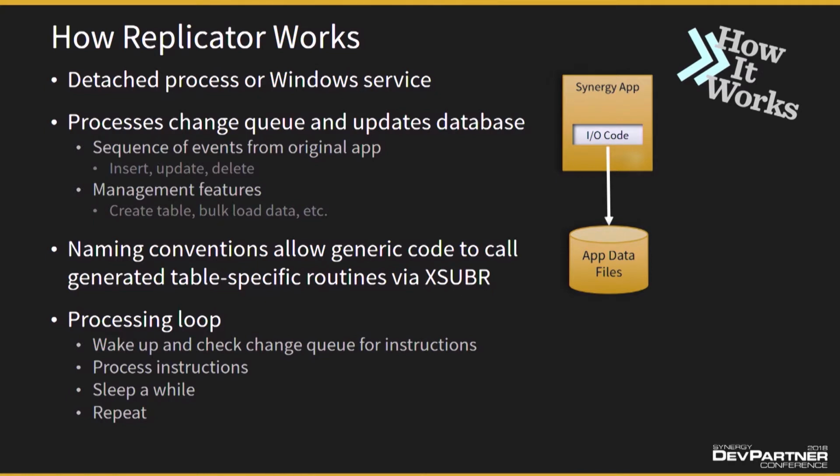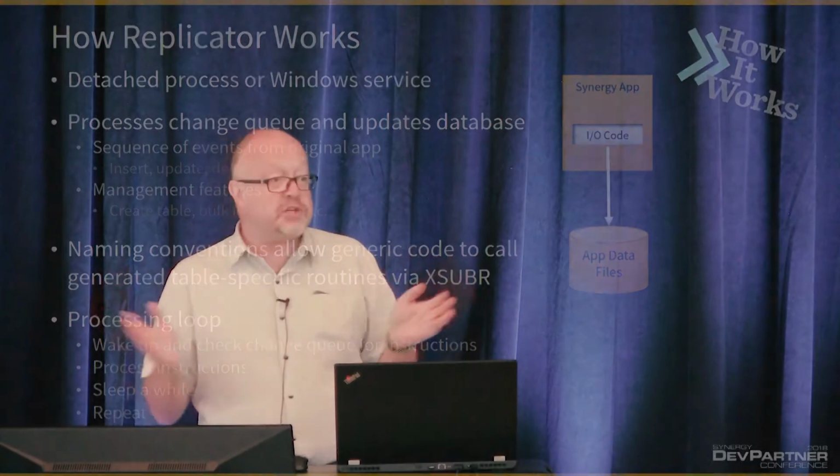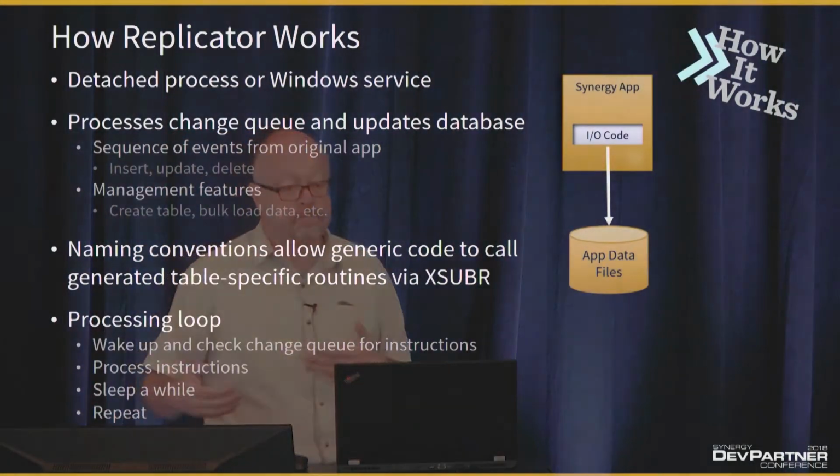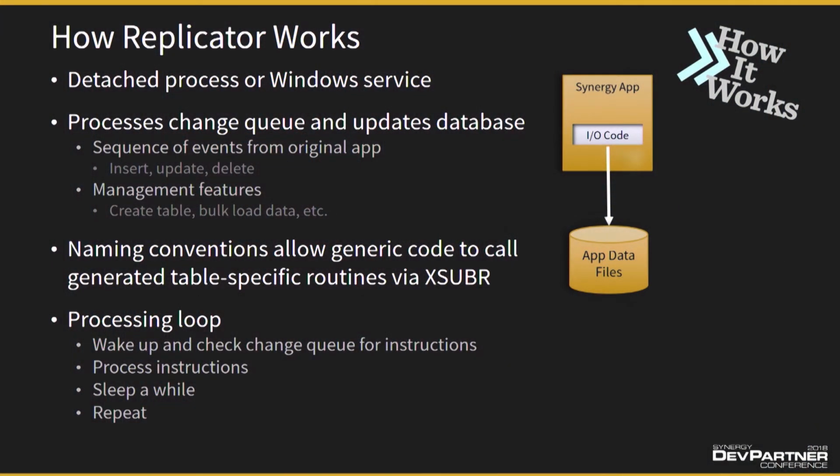We use naming conventions heavily to allow generic code to be used. What the replicator does is it uses xcall xsubr, so it's totally generic. It doesn't need to be rebuilt to add files to the environment. If it sees an insert for the customer file, it's going to xcall customer_insert and pass the data. So it's a real simple environment.